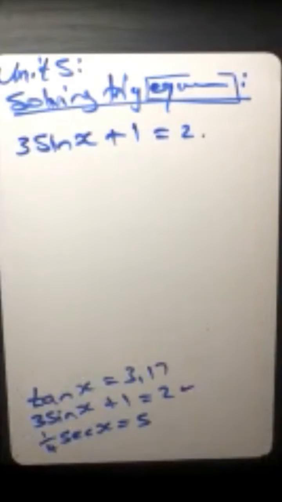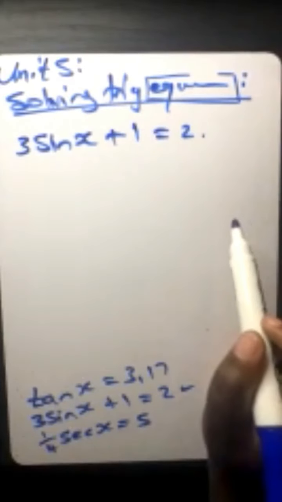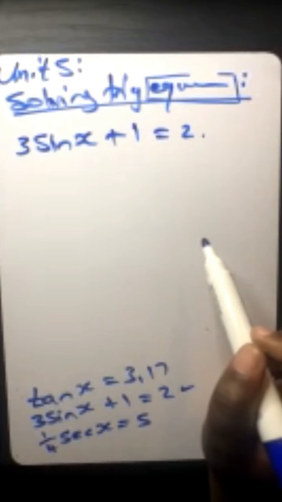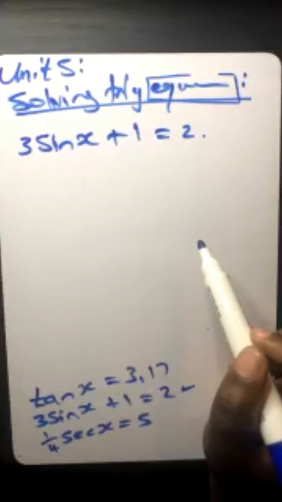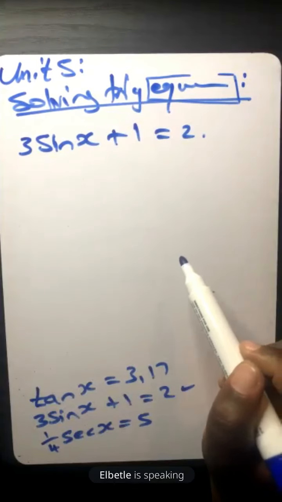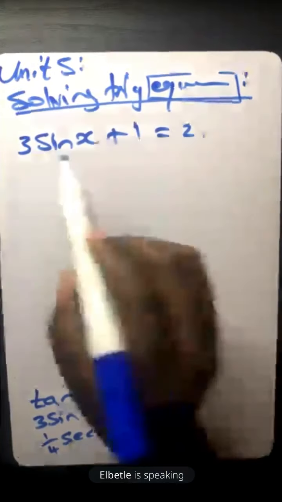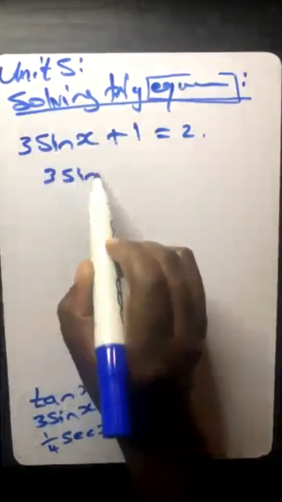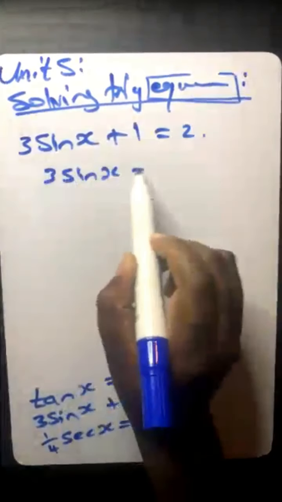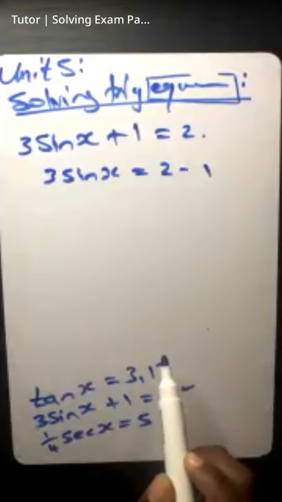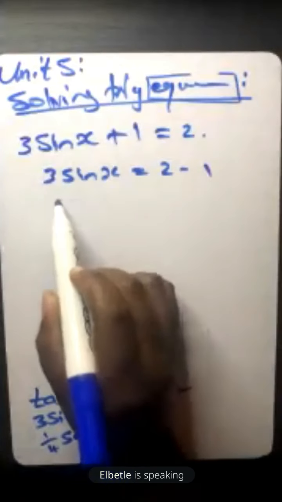So let's have a look at this one. How would you solve that one? I'll take 1 to the other side. So that means we have 3 sine x is equal to 2 minus 1. There's going to be 3 sine x is equal to 1.